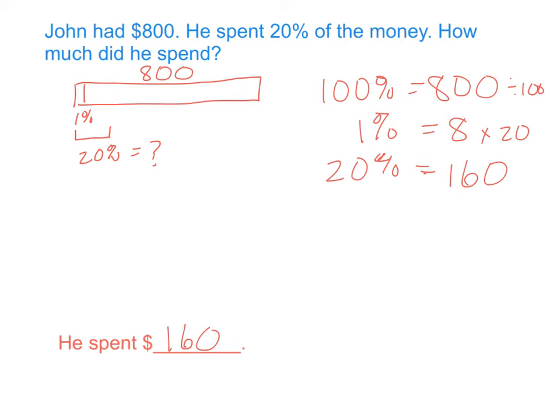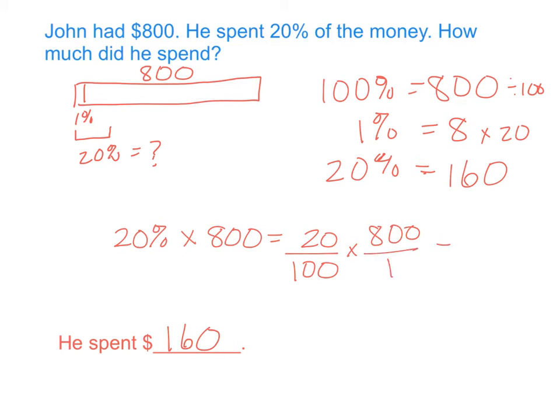$160. Using my multiplying method, 20% of the money, 20% times 800, so 20% times 800 would be 20 100ths, because percent means per hundred, times 800 over 1. Reduce this to 8, reduce this to 1. 20 times 8 is $160, same as we got with the model.